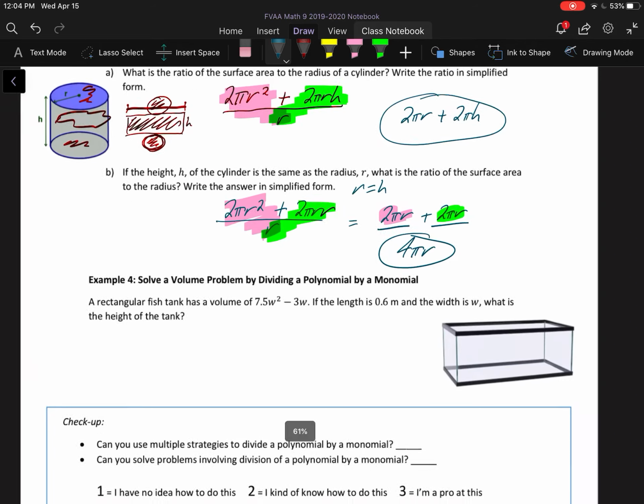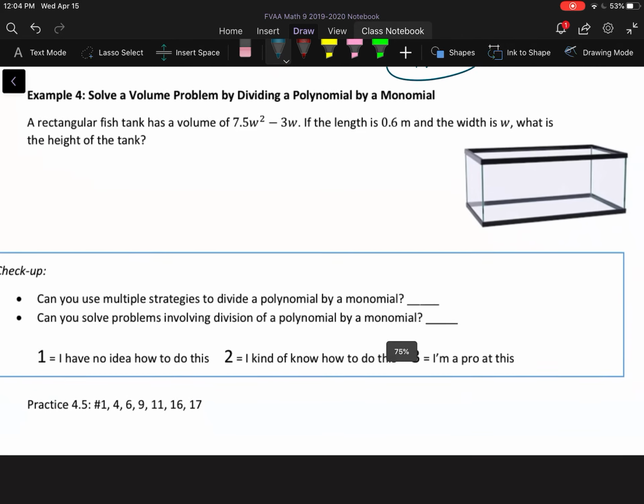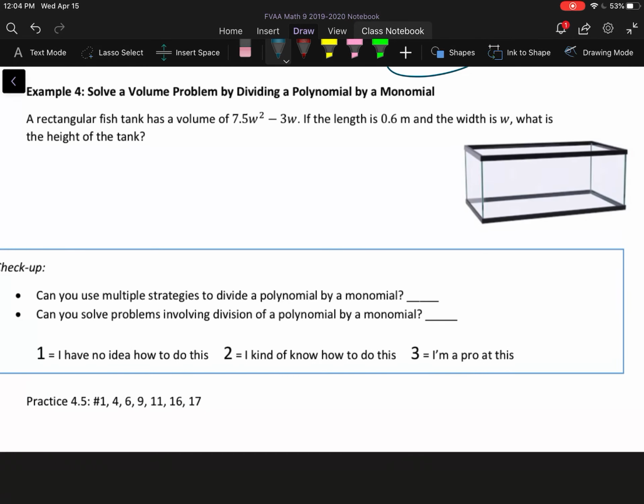Example 4, solve the volume problem by dividing a polynomial by a monomial. Okay, so here we have a rectangular fish tank that has a volume of 7.5 w squared minus 3w. If the length is 0.6 meters and the width is w, what is the height of the tank?